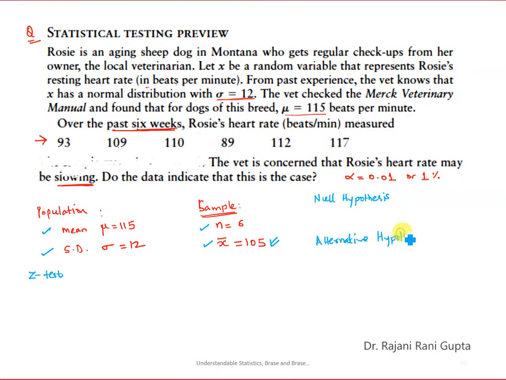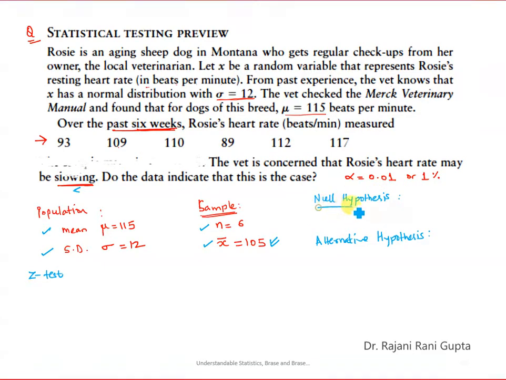So what is the null hypothesis? Here what we want to test: the vet is concerned that Rosie's heart rate may be slowing. Slowing means it's becoming less. That comes in the alternative hypothesis.